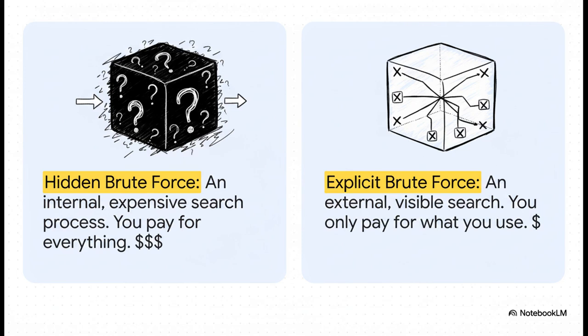So what we really have are two kinds of brute force. The big reasoning models hide their brute force search inside an expensive, opaque black box. You pay for all of it, but you can't see it, you can't control it. This diffusion approach makes the brute force obvious. It's explicit. The search happens out in the open, across all these different visible paths. You only pay for what you actually use, and you have total control. It's a transparent white box.